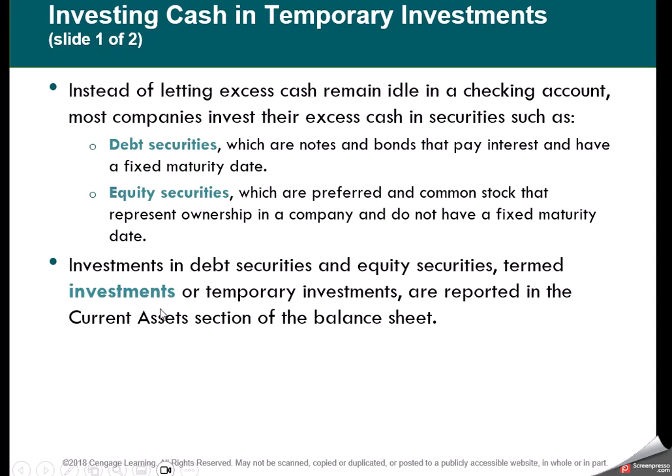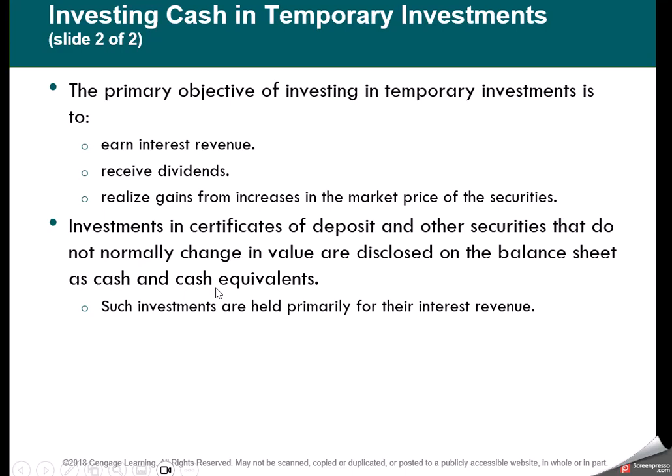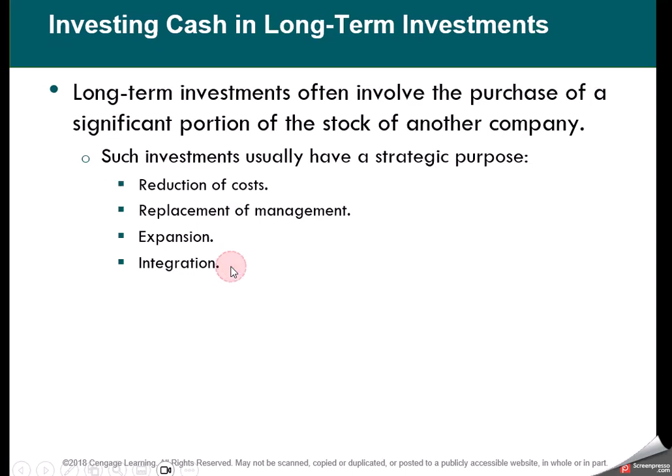And then those will go into an investment section if they are short-term in nature, where we know it's only going to be for like 30 days, 90 days. It would go in the current asset section of our balance sheet. And again, that primary objective would just be to earn some money, receive some dividends, and if we're buying and selling them, to realize some gains. So we're just trying to make a little bit of money in that short period of time that we have.